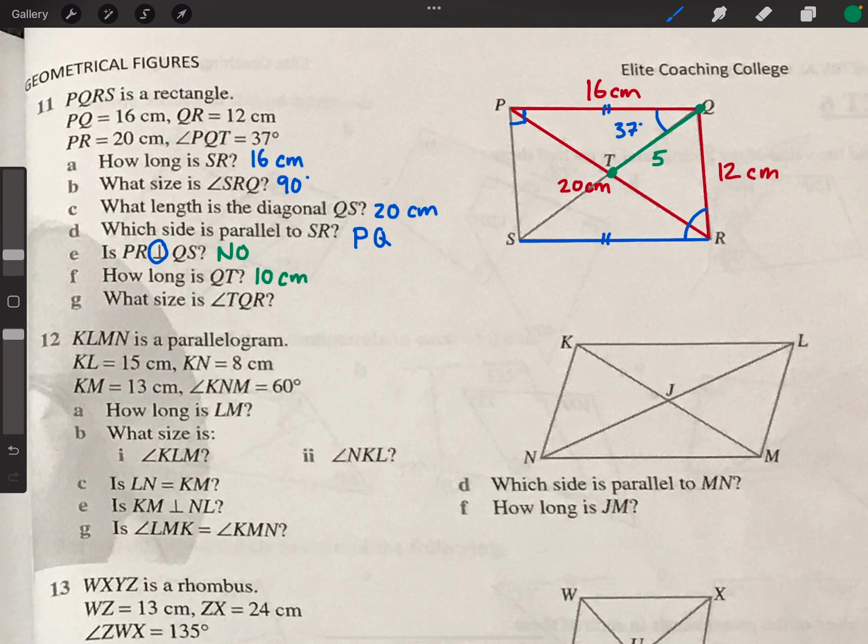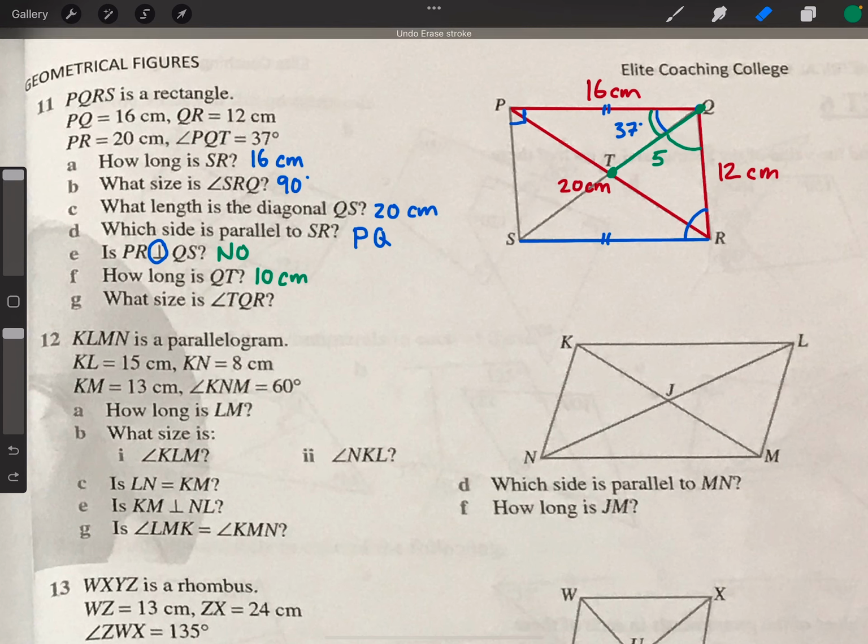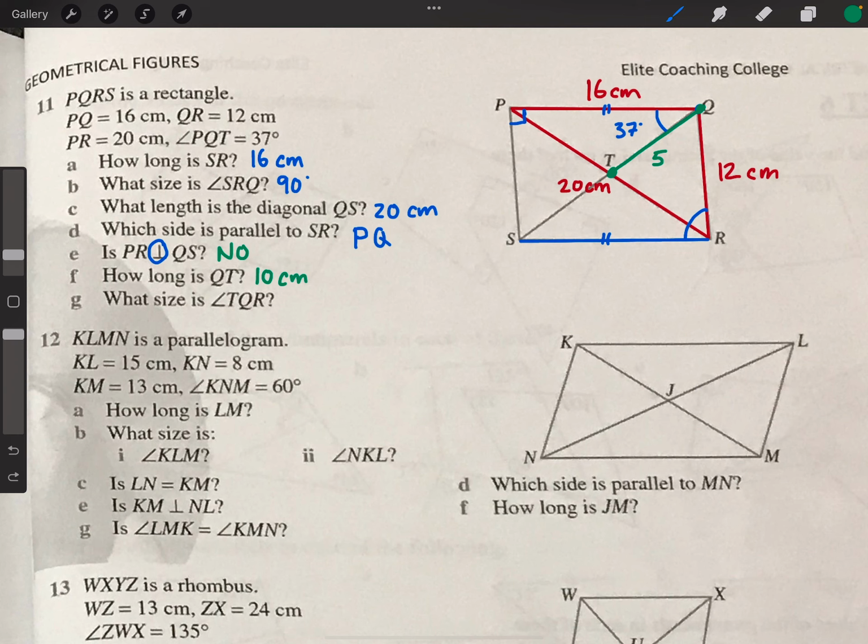Okay, what size is TQR? So what's this angle here? Now we know that this whole angle from here to here is 90 degrees, right? This one was already 37, so 90 minus 37 will give us this remaining angle, which is what we're looking for. So TQR is this angle here. We do 90 minus 37, what does that give us? 53 degrees.